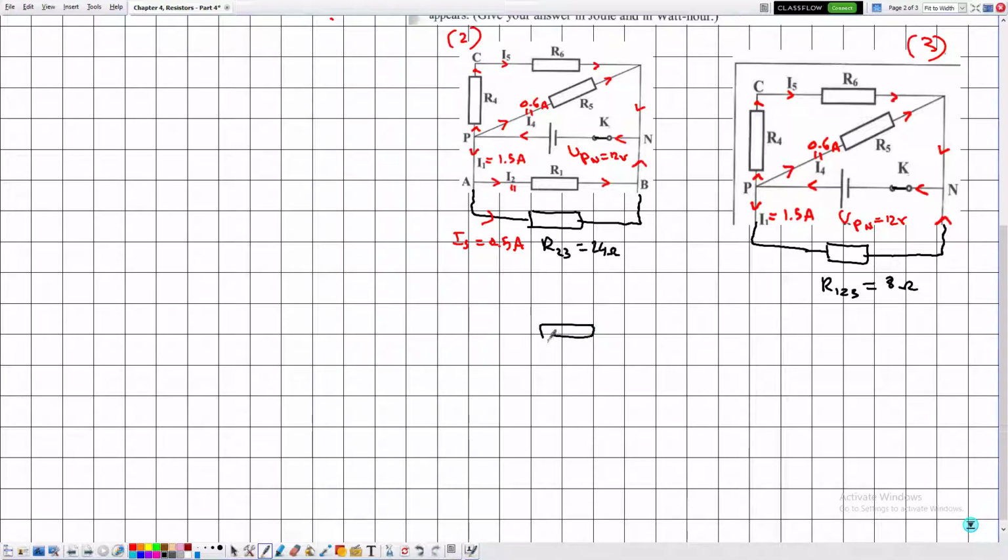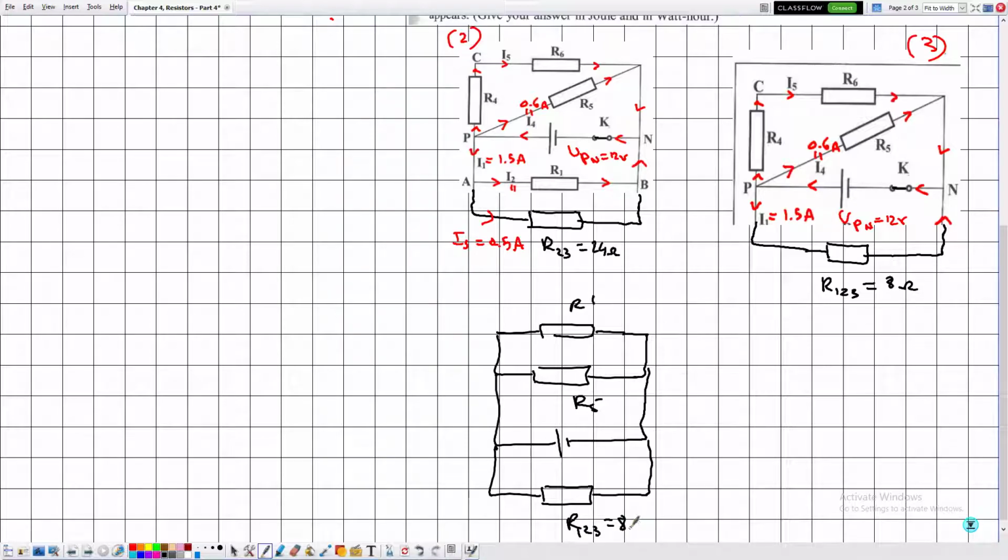We have resistor R prime. We have another resistor R5. They are connected to the battery, so we don't care about the switch now, it's a connecting wire. And here we have the resistor R123, which is 8 ohms. This is 12 volts UPN. This is the point P, this is the point N.